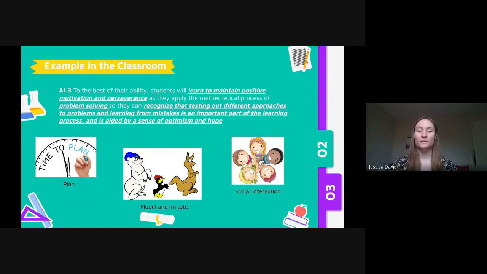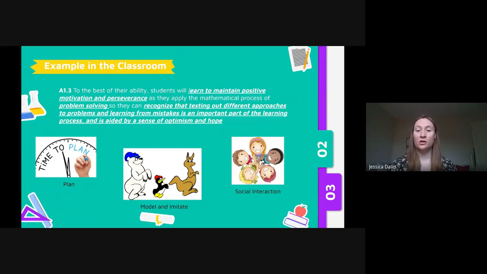So, for example, let's look at the social emotional learning skills strand of the math curriculum, specifically expectation A1.3. So this is where students will learn to maintain positive motivation and perseverance while they try to solve math problems, in order for them to recognize that it's important to try multiple strategies to solve a problem and that there's multiple ways to solve a problem, and also learn that it's important to learn from our mistakes and that making mistakes is okay and vital to the learning process. And that learning process is extremely aided by having optimism and hope.